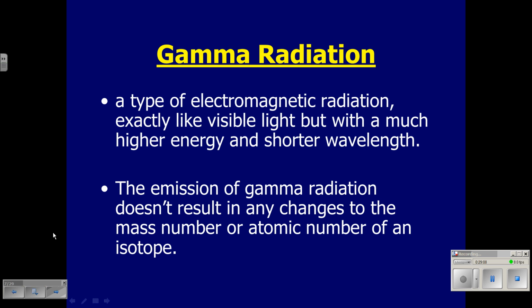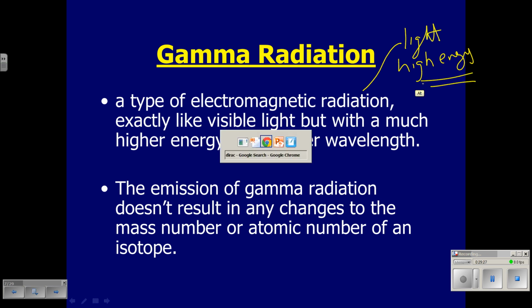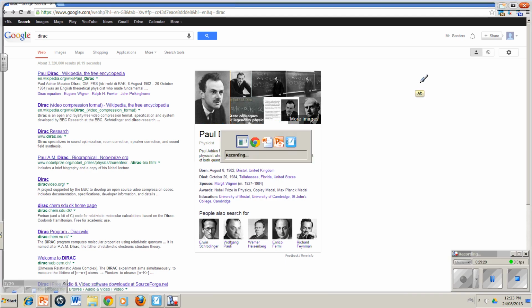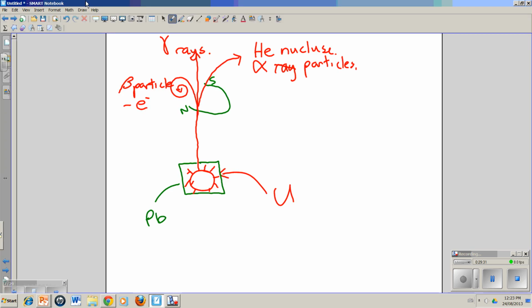Now, gamma radiation is not a particle. Gamma radiation is a type of electromagnetic radiation, which is essentially light. It's really high energy light. High energy. It's very, very penetrating. What do I mean by high energy light? Let me just show you here for a second. Let's get a new page.